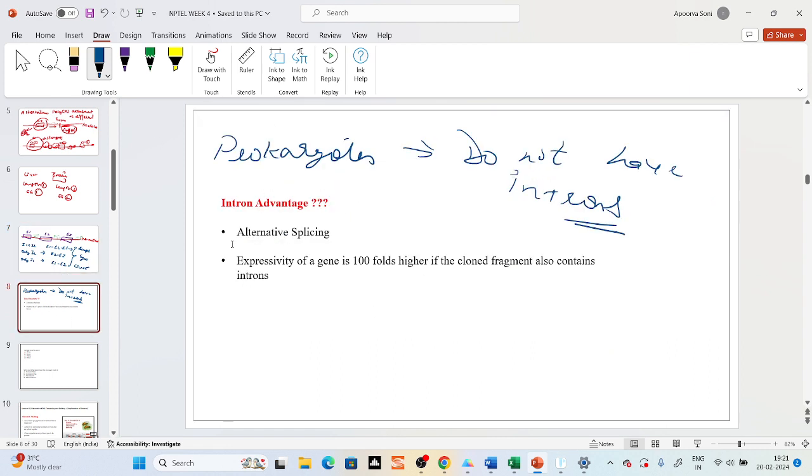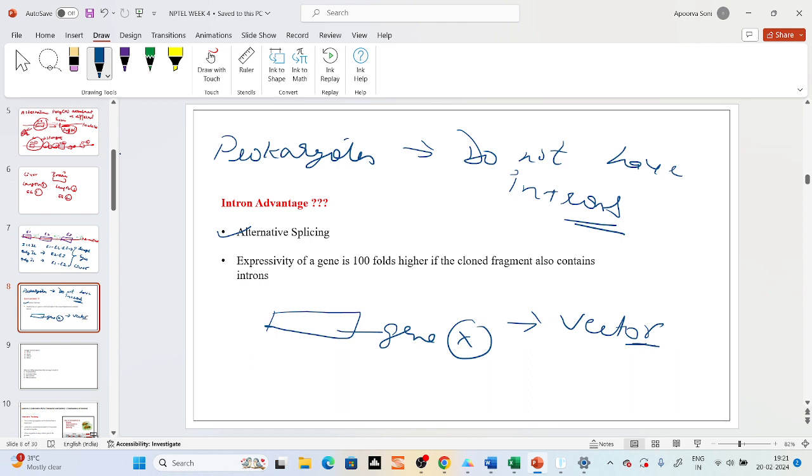See, we have discussed the first point, that is alternative splicing, and the second point is that expressivity of a gene is 100 folds higher if the cloned fragment also contains introns. So suppose you are doing molecular cloning in your lab, and you want to clone a fragment, this is a gene X that you want to clone in a vector. If this gene also contains intronic regions, then the expressivity would be higher than if this gene has only exonic regions.